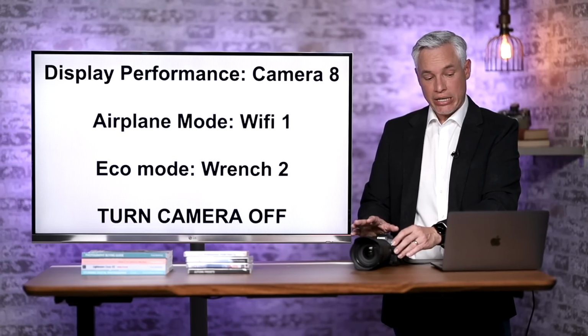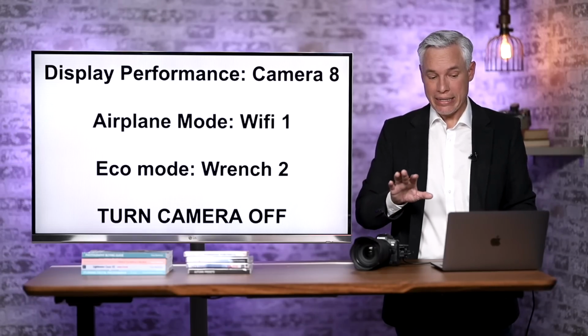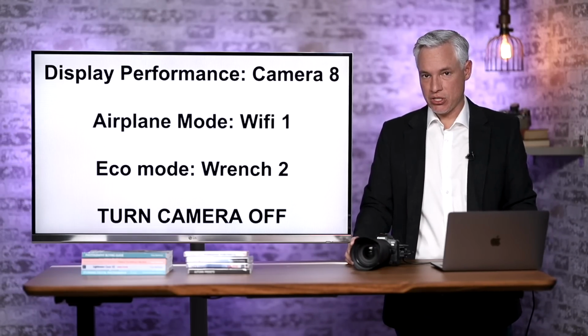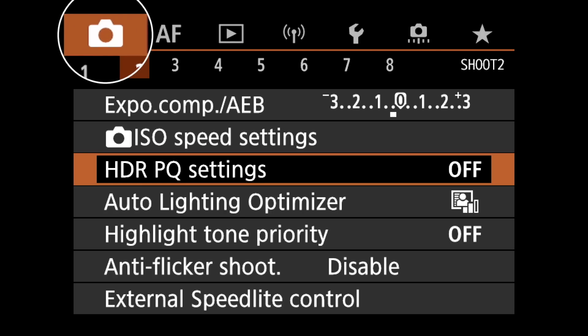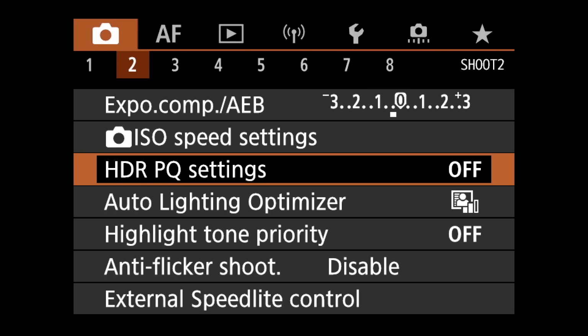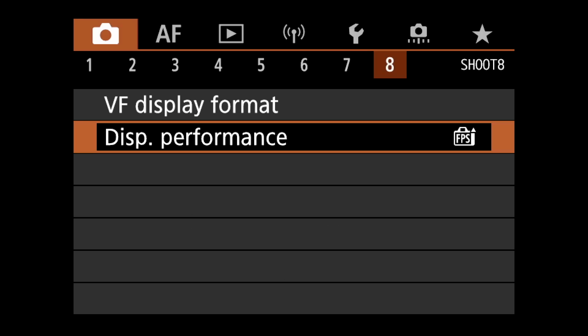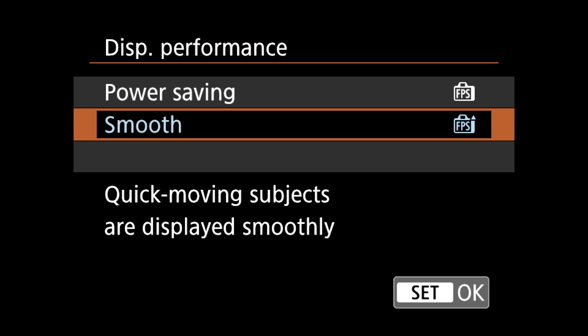The first setting to check is the display performance. So hit the menu button, and then you'll see the way I notate this is camera 8. Camera is that camera looking icon, and 8 means page 8. So we'll scroll over here and then go to display performance. Select display performance and choose power saving.